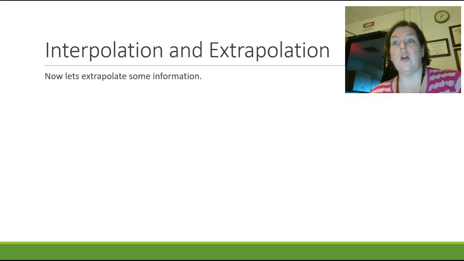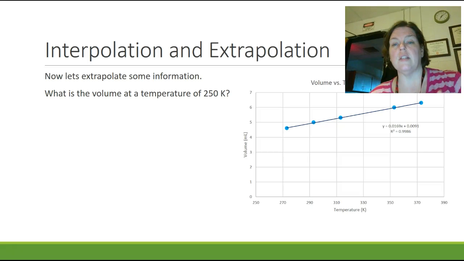The next one, we're going to extrapolate. So let's look at this. We want to know the volume at a temperature of 250 Kelvin. Let's look at the graph again. Well, 250 is outside. It's before the first data point plotted. So this is known as extrapolation because we're outside of the data that we plotted.